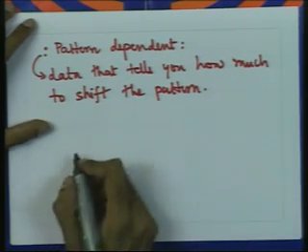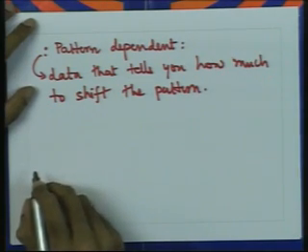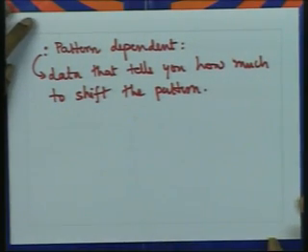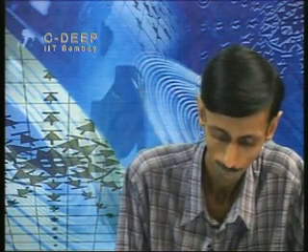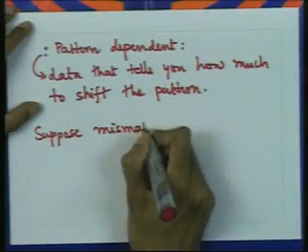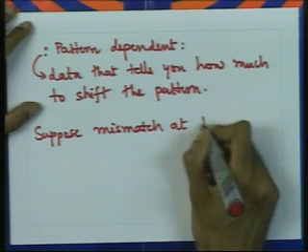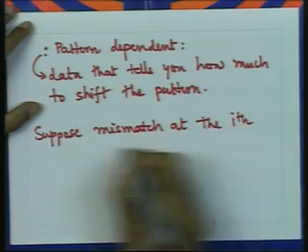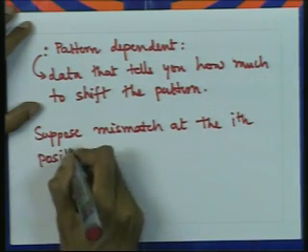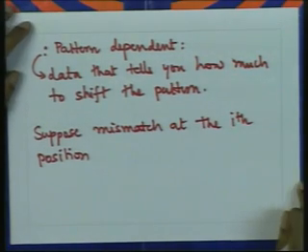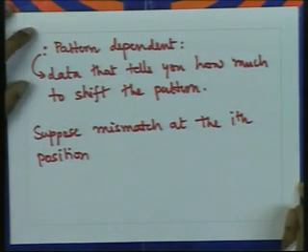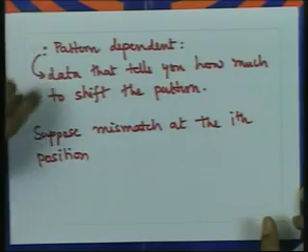So, supposing you have a mismatch at the ith position. How much to shift the pattern by? That's what you want to know. So, how much to shift the pattern by?